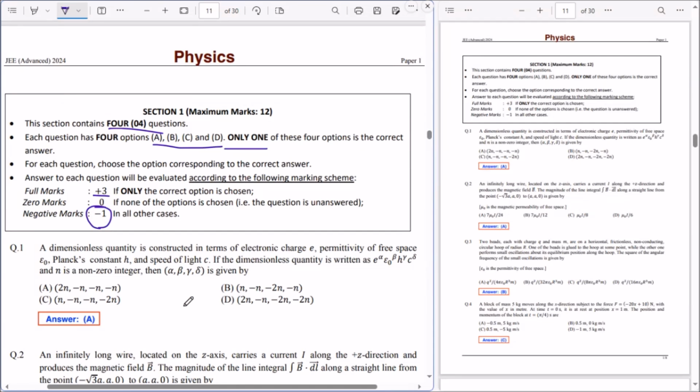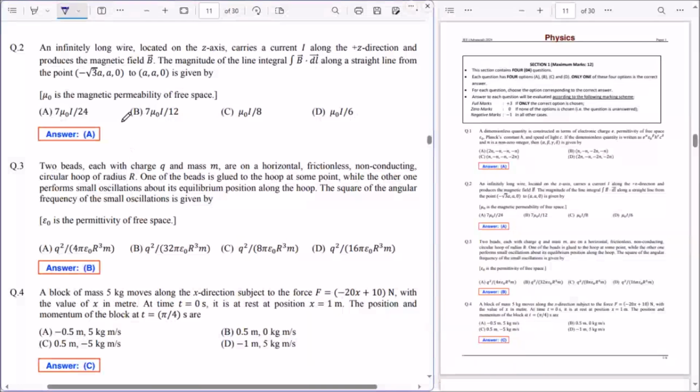Question number 1 from physics, option A is the correct option, students. Next, question number 2, option A is the correct option, students. Next, question number 3, option B is the correct option, students. Next, question number 4, option C is the correct option, students.